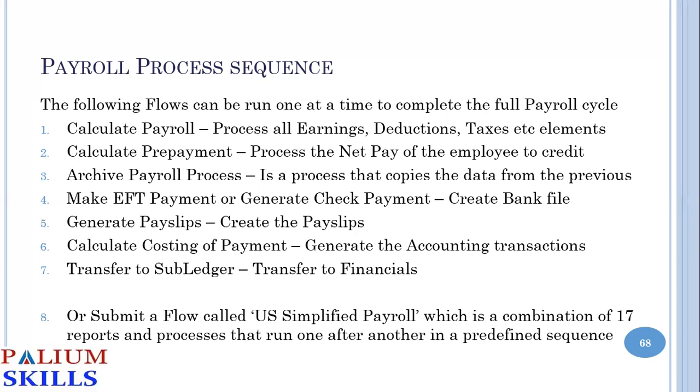After the archive is done, we will make the bank file. In India, we may call it ECS or EFT. In the US, they call it NACHA or direct deposit. In the UK also, they call it direct deposit. Then we generate the payslips. And then we do the costing of payment. Costing of payment is to generate the accounting transactions, debit, credit, against the payment made to the individual banks.